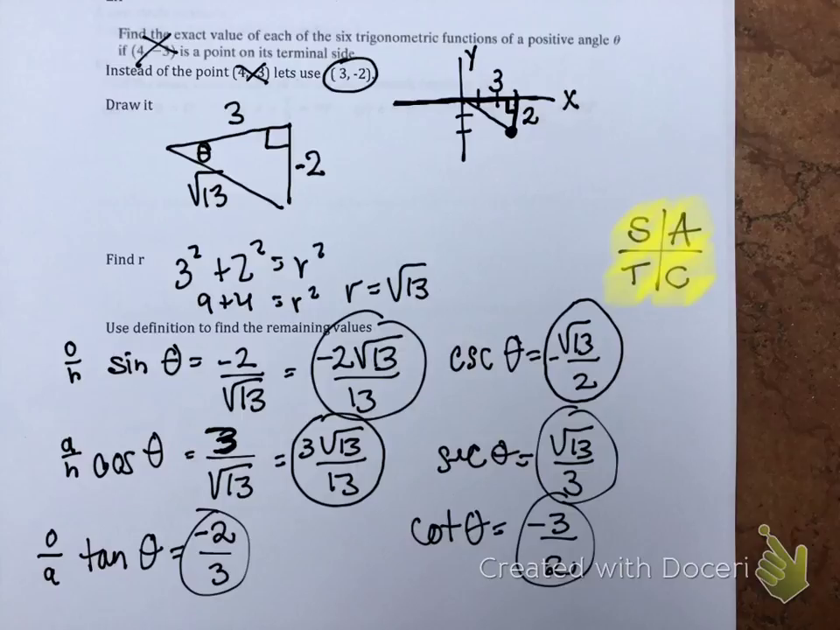So for instance, in quadrant 2, if I have cosine, that's negative because the only things that are positive in quadrant 2 are sine and cosecant. Okay, so that's your quick check. We'll go over that again in a little bit.